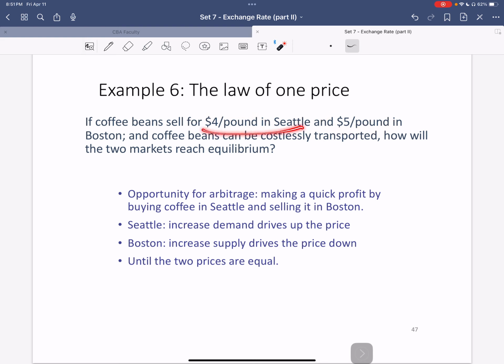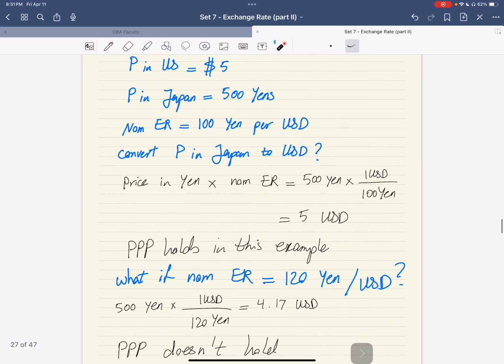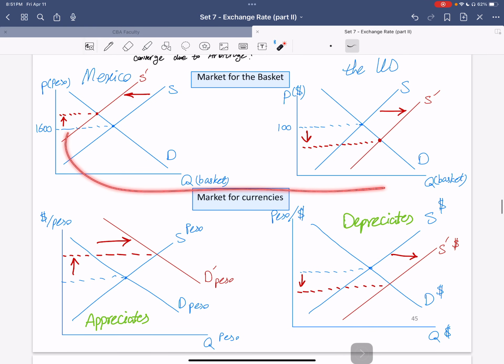There is an opportunity for arbitrage because it is cheaper in one city and expensive in another city. People can buy it in Seattle, take it to Boston, sell it at a higher price, gain some profit, go back to Seattle again, and buy at the cheaper price. This is called arbitrage. Arbitrage means that you buy something at a cheaper place, take it to the expensive place, sell it, and gain some profit. Making a quick profit by buying coffee in Seattle and selling it in Boston will result in an increase in demand in Seattle, driving up the prices, and an increase in supply in Boston, which will drive the prices down, just like this graph over here.